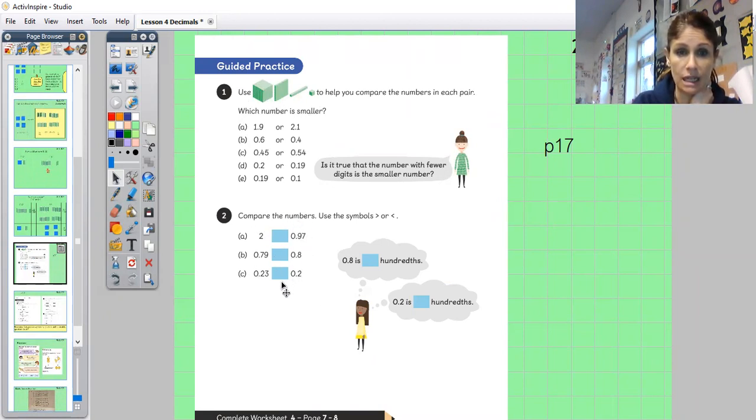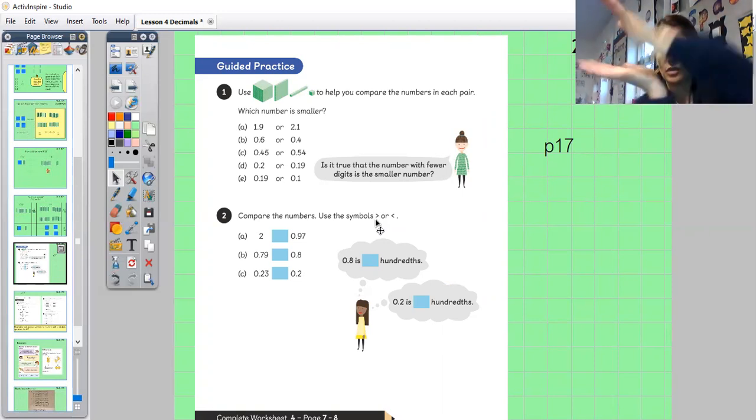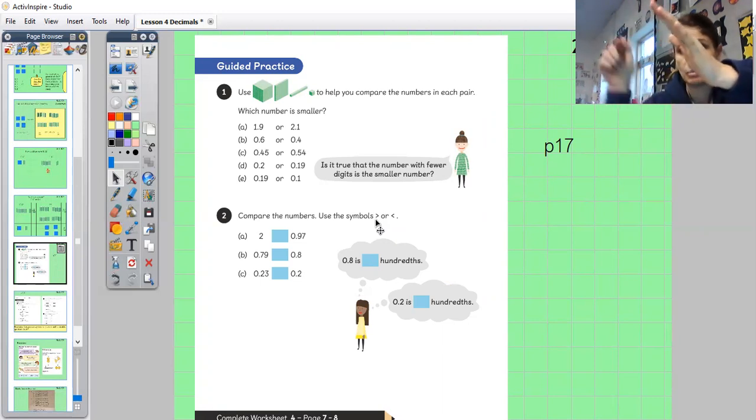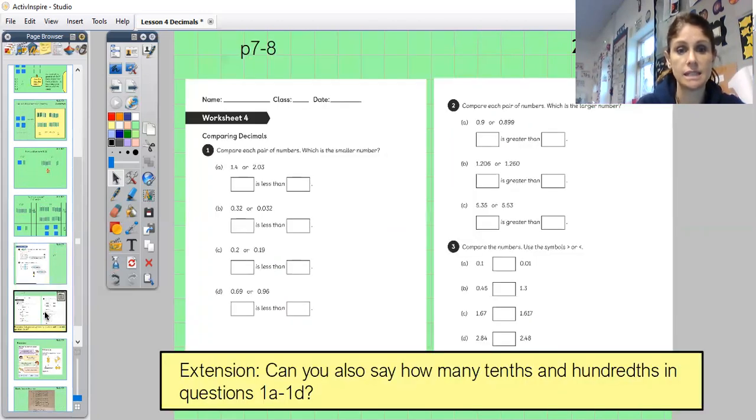Okay, so be really careful. Crocodile eats the bigger number. So wherever the big section is, that's where the bigger number is. So if I've got a sign like that, the bigger number is on this side. Okay. Then your workbook, you need to look on pages 7 and 8.